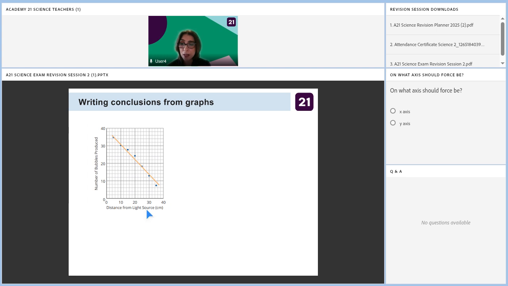So the distance from the light source and the number of bubbles produced on the y-axis. So again, remember what I said earlier, when you're drawing a conclusion, we say as the distance from the light source, then you can say what happens to the number of bubbles produced, okay? So this is an example. As the distance from the light source in centimeters increases, the number of bubbles produced decreases, okay? So that's showing us that we've drawn a conclusion by looking at that.